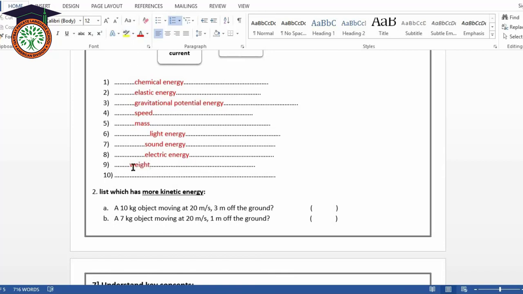Okay, let's move to question 9 and 10. We said here that the gravitational potential energy is the energy between an object and the earth, and it is affected by 2 factors. What are they? Yeah, excellent. The weight and the height. Excellent.